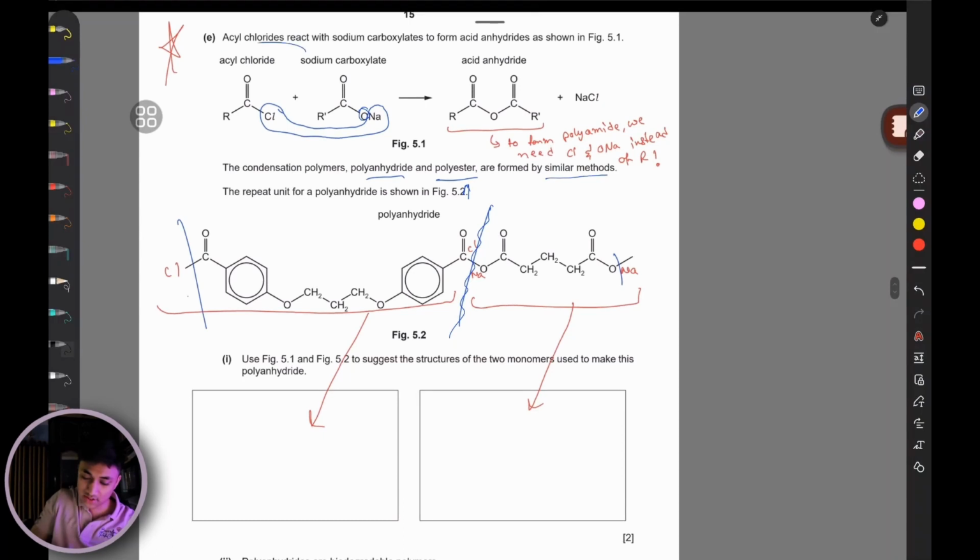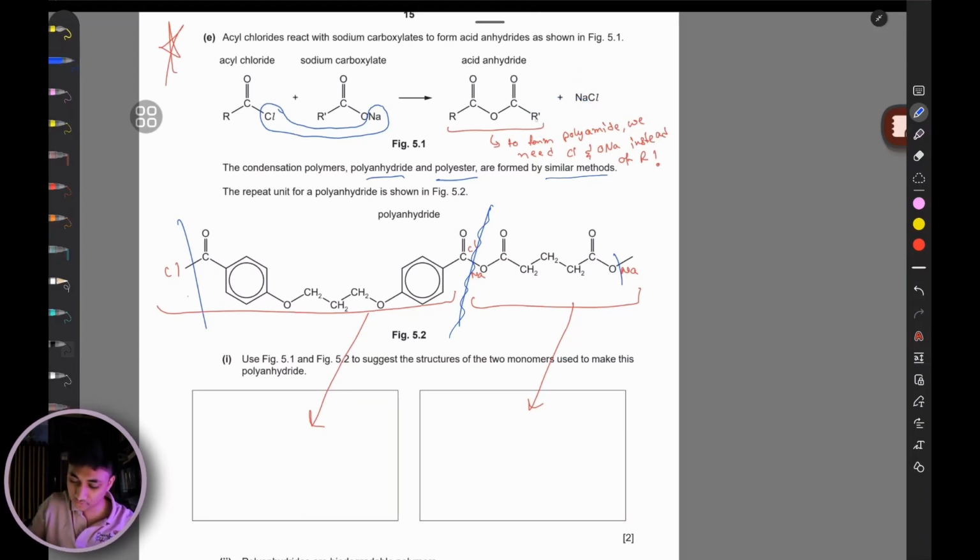And they asked you to relate with figure 5.1. Notice, to form this acid anhydride, what had happened was, one was sodium carboxylate, where this oxygen is bonded to Na. And another was acyl chloride, where this C had Cl bonded to it. Now notice one thing. Over here, this is not going to form a polymer. Why, you ask? Because the structure ends with R. This structure ends with R, so no other acid can join over here forming a bond.